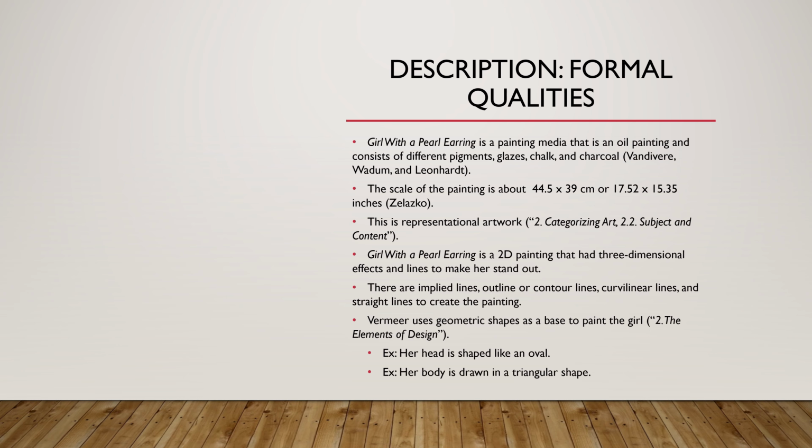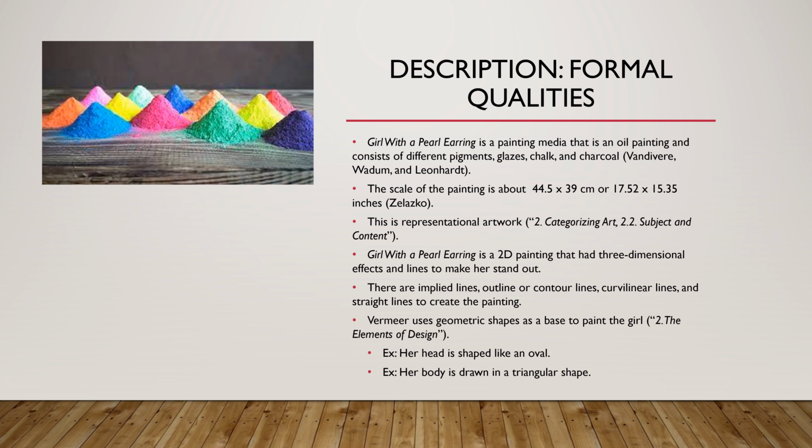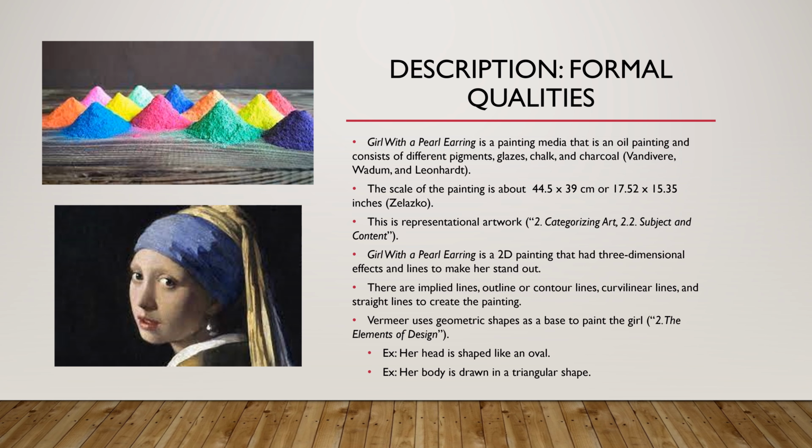The Girl with a Pearl Earring is a painting whose media consists of oil paints that have different color pigments as well as glazes, chalk, and charcoal. The scale of this painting is around 44.5 by 39 centimeters or 17.52 by 15.35 inches. In addition, the Girl with a Pearl Earring is a representational art piece since the picture represents a girl in real life. This painting is a 2D piece of art that is converted to look 3-dimensional with the different effects and lines that make the girl stand out as if she was real.